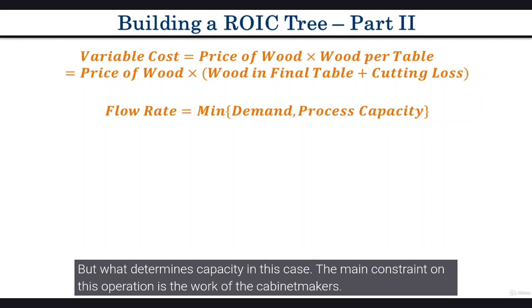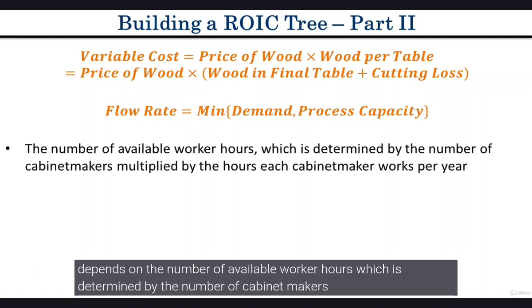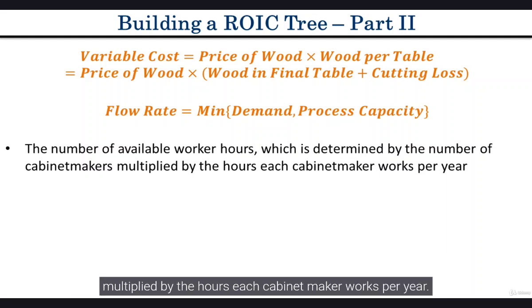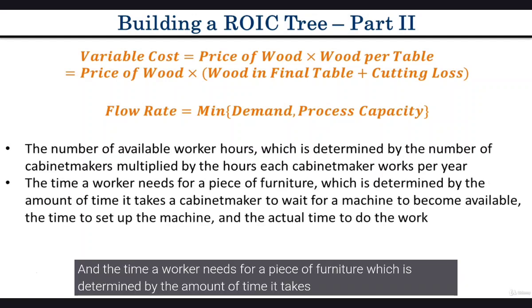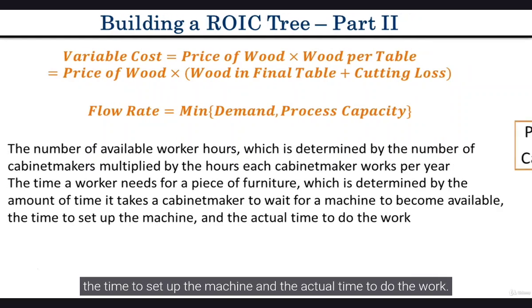The main constraint on this operation is the work of the cabinet makers. The number of units of furniture that we can produce per year depends on the number of available worker hours, which is determined by the number of cabinet makers multiplied by the hours each cabinet maker works per year, and the time a worker needs for a piece of furniture, which is determined by the amount of time it takes a cabinet maker to wait for a machine to become available, the time to set up the machine, and the actual time to do the work.